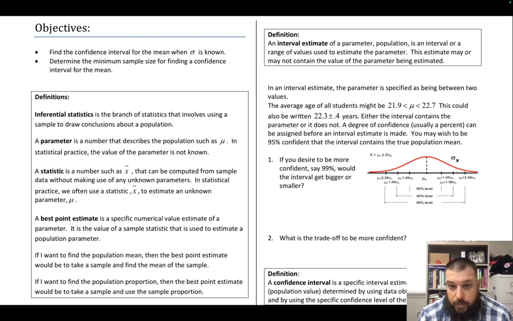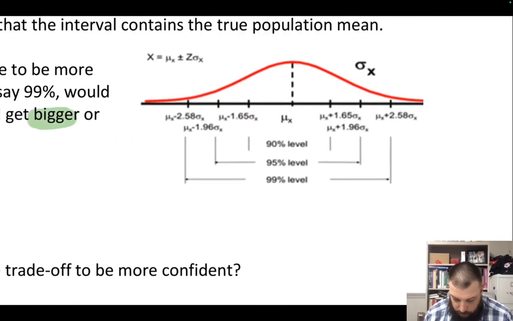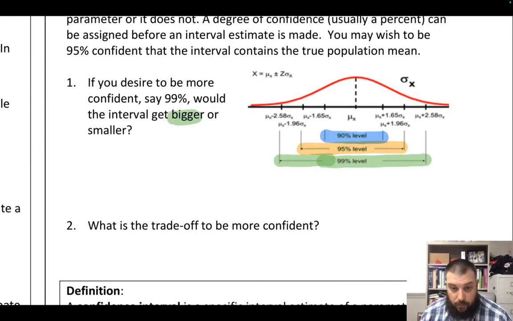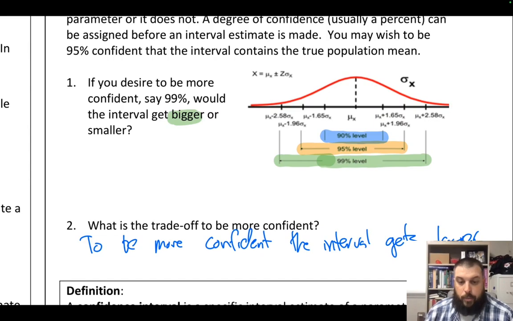A degree of confidence, usually a percent, can be assigned before an interval estimation is made. This is where we did that 95% confidence in class the other day, and that's our most common one. Here for question number one, though, we're going to use 99%. If you desire to be more confident, say 99%, would the interval get bigger or smaller? Well, as we saw, as we increase our confidence, we have to increase our interval. You can see here from our normal distribution that 99% is far larger than our 95%, and 90% is even smaller than that. So what is the trade-off to be more confident? Your interval gets larger.